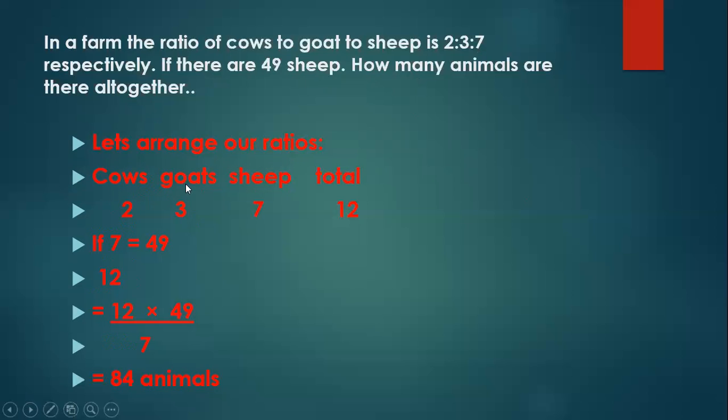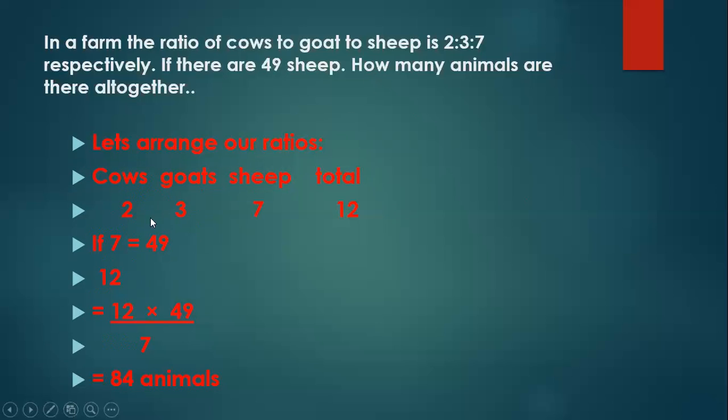Yes, we have cows, goats, and sheep. Cows is 2, that is their ratio. Goats is 3, sheep is 7. And if you add all these ratios, you have your total as 12. So pupils, make sure you arrange your work like this. It will make your work very easy, and even you will understand what you're doing. But if you don't arrange your work like this, you will find this question very challenging.